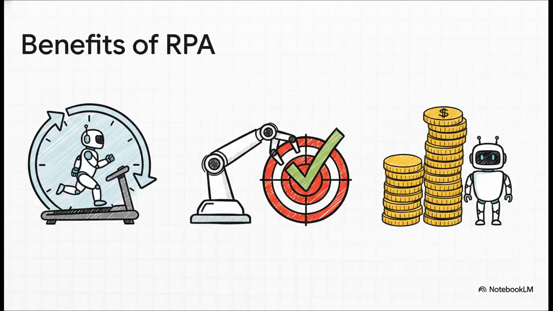And the benefits here are just huge. An RPA bot doesn't need a lunch break, it never gets tired, and it doesn't make typos at 3 in the morning. It just works 24/7 with perfect accuracy. So after that initial setup cost, it becomes an incredibly efficient member of the team.